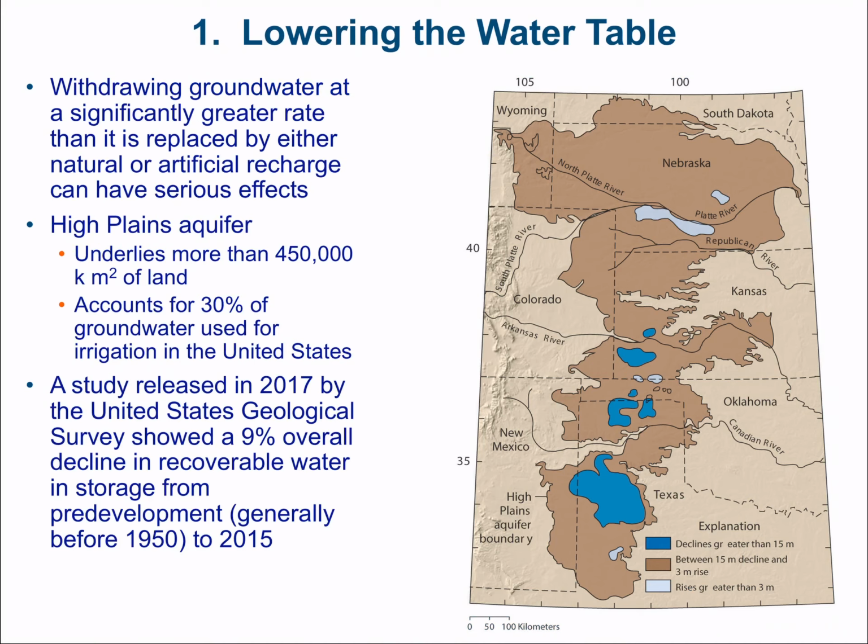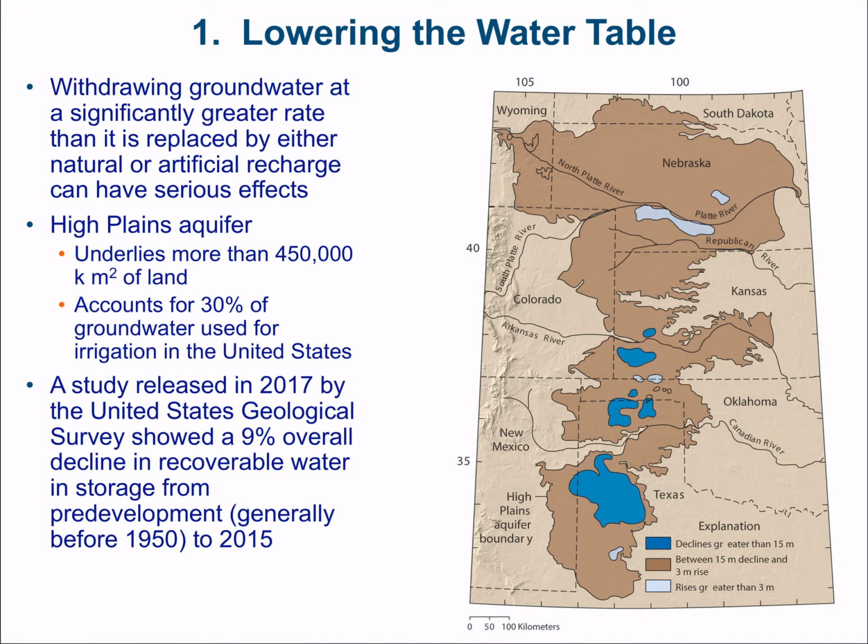So what do we mean by lowering of the water table? Well, if I take out groundwater at a higher rate than it's replaced, I'm going to lower the water table. The High Plains Aquifer that you can see in this picture underlies about 450,000 square kilometers of land. It accounts for about 30% of all our groundwater that's used for irrigation in the United States.